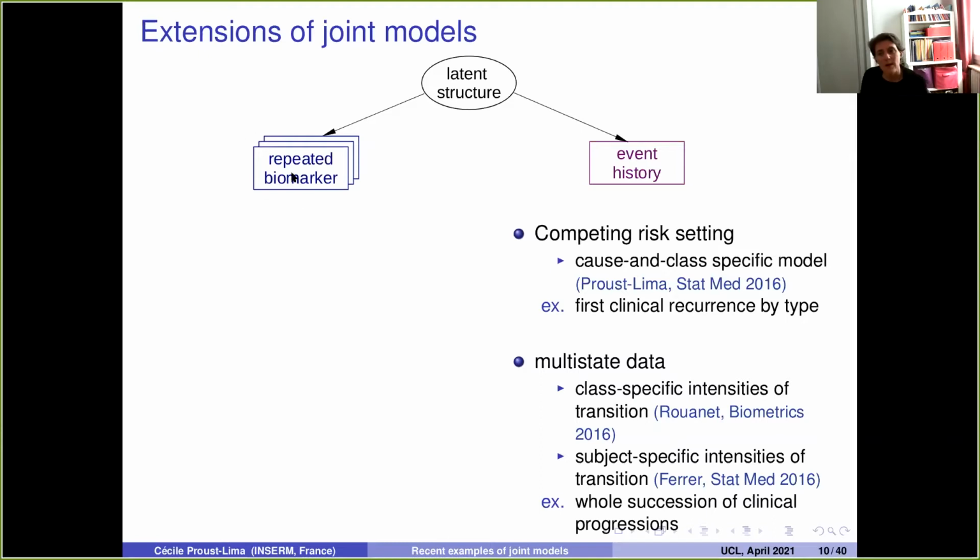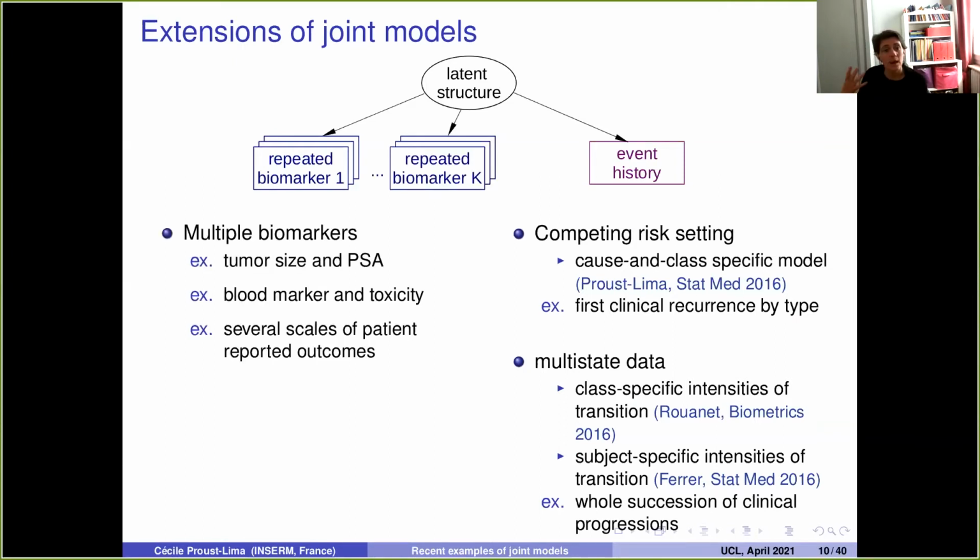But this is the same for the repeated biomarkers. I mean, it's very rare that you only have one repeated biomarker of interest. This is the case with PSA, but that's quite a very specific example. Usually, you will think of different repeated biomarkers to describe the progression of your disease. And that can be, for example, when you have the tumor size and the PSA, you could be interested in that, or any blood marker and toxicity in a clinical trial, or quality of life, that could be several scales of patient-reported outcomes, etc. And the classical joint models do not handle that, so we need to extend them.